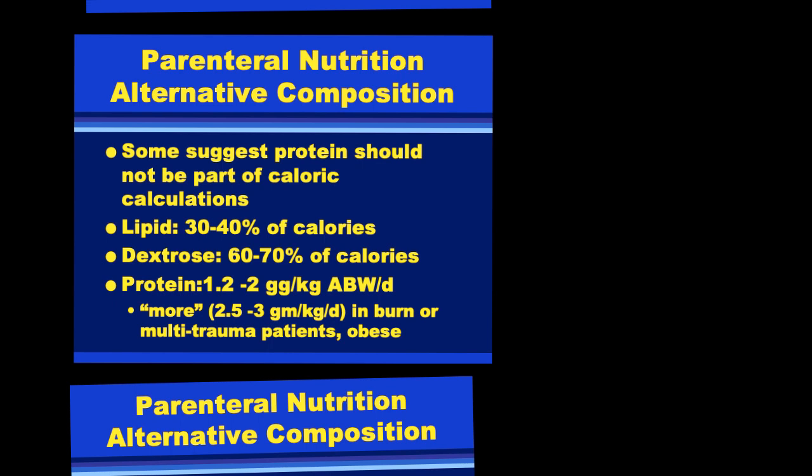Previously, you should consider 70% of your non-protein calories as dextrose and 30% of your non-protein calories as lipids. However, some people suggest that your protein should not be part of the calorie calculations. Therefore, dextrose can be 70% of your total calories, and the lipids can be 30% of your total calories. And protein contributes 1.2 to 2 grams per kilogram of actual body weight per day. You can give more, as in 2.5 to 3 grams per kilogram per day, in burns or multi-trauma patients and the obese.